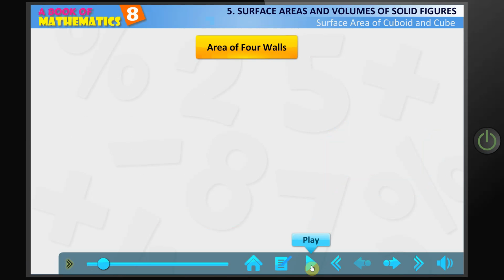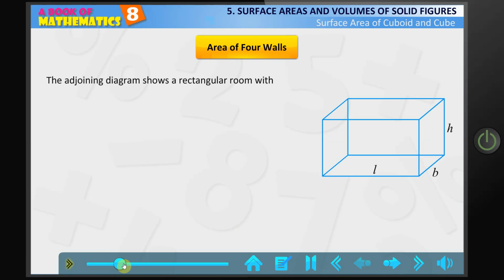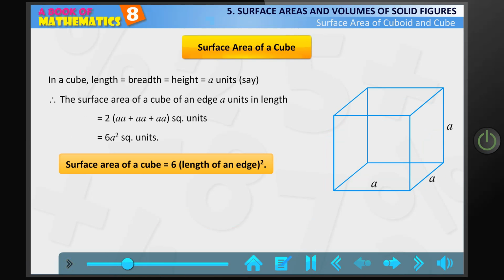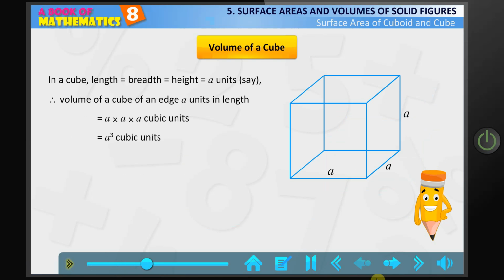Area of 4 walls. The adjoining diagram shows a cube. Surface area of a cube is 6 times the square of the length of an edge, in square units.